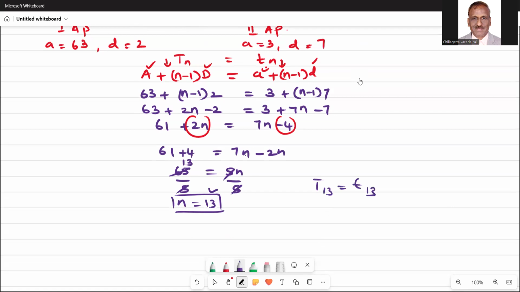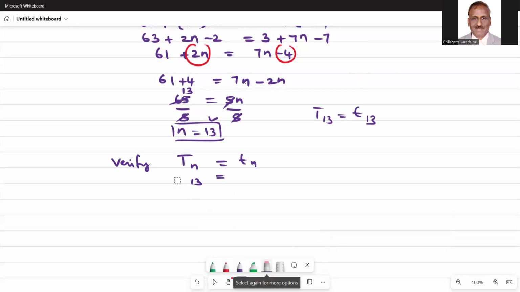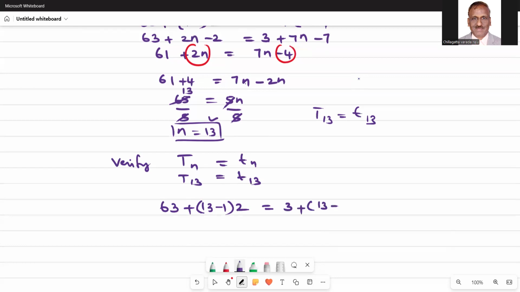Shall we check whether both the T13s are equal or not? Okay, we will verify. Capital Tn is equal to small tn, that means capital T13 is equal to small t13. For the first series, what is A? 63 plus (13 minus 1) into the common difference. What is it for the first AP? 2. 63 plus 13 minus 1 into 2. For the second AP, what is the first term? 3 plus (13 minus 1) into the common difference. What is it? 7.